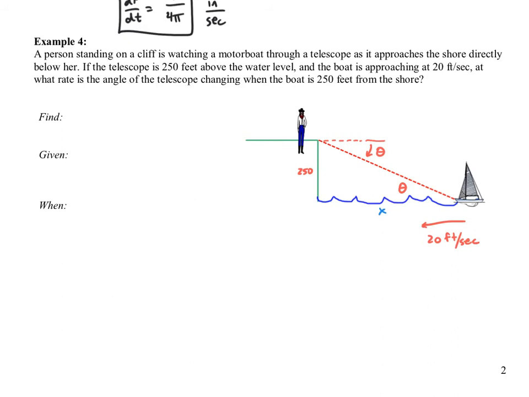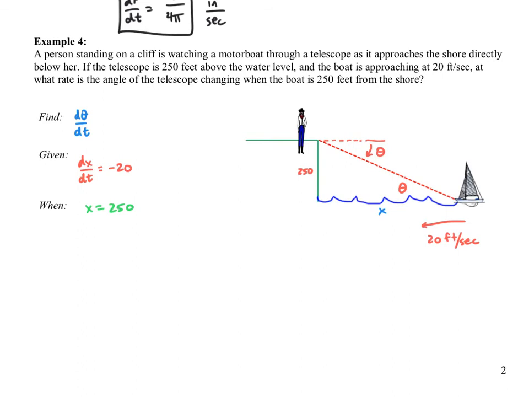So the rate we're looking for is the rate that the angle changes, so d theta dt. We are given in the problem the rate that the boat is moving, which is dx dt. And this is a little bit tricky, and this is actually an error in our answer key. This rate is -20 because of the direction it's moving in. And then the last bit is when x is 250 feet from shore, okay?